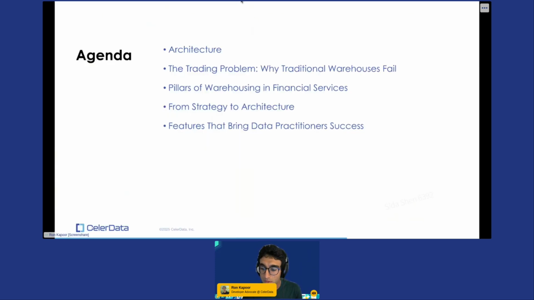So as for the agenda, I'll walk through the architecture very briefly in the beginning, just to give everybody an idea of where we're heading in the presentation. Then the trading problem and a lot of the problems that traditional warehouses have in the context of financial services, and then we're going to discuss some of the data models that everybody is familiar with, and some of the features in StarRocks that drive us to success around dashboarding and modeling tick level data.